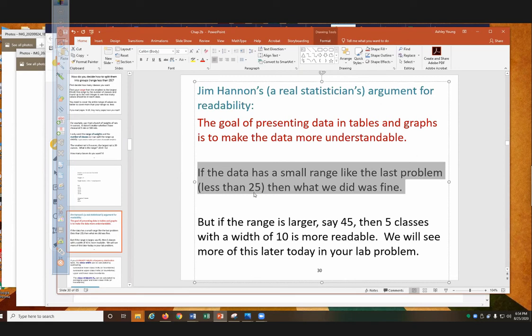So if your data has a small range, like the range is 25 or less, then doing that is easy because you can just do it, and if it doesn't look right, just do it again. That's no problem, because each class width is only going to be like 2 or 3. When your range gets larger than 25, then you can do something else.